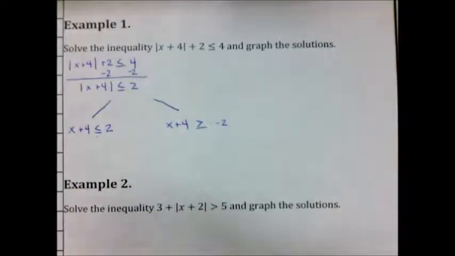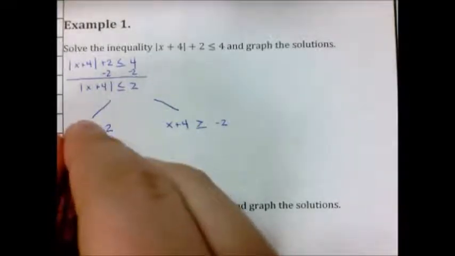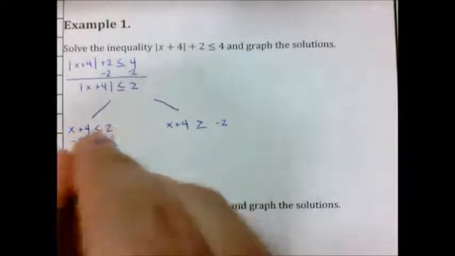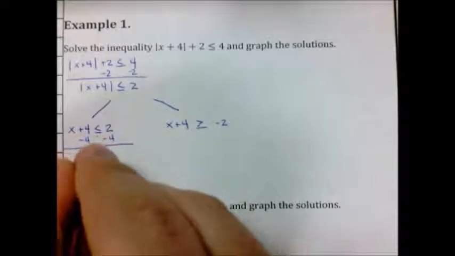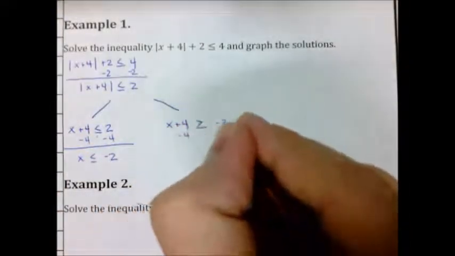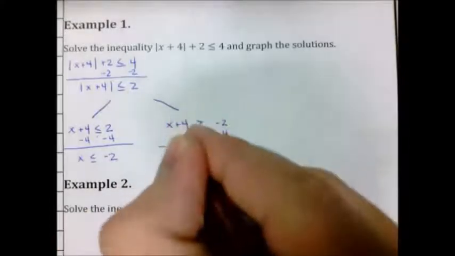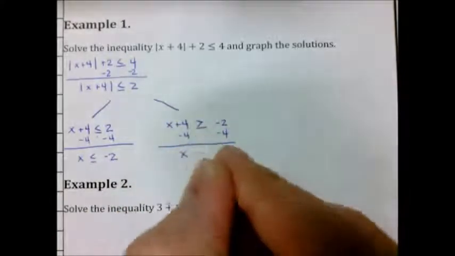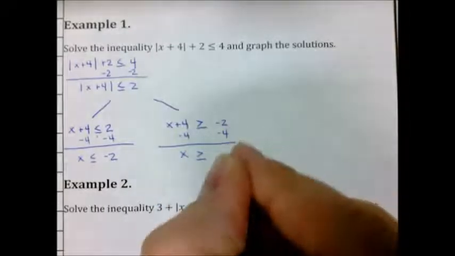Okay? And then we go ahead and solve each one. So let's go ahead and do this one first. We're going to subtract 4 from both sides. We get x is less than or equal to negative 2. Again, subtract 4 from both sides in order to get rid of this here. We are left with x is greater than or equal to negative 6.